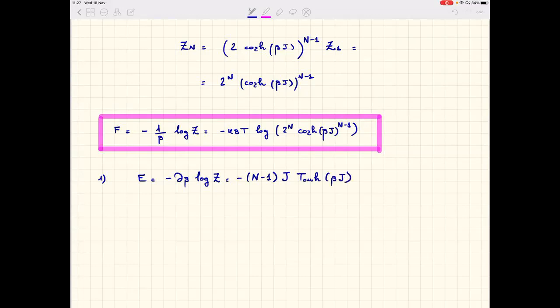Now, my question to you is: is this result correct? I don't know. Well, of course you don't know. Nobody knows. So what should you do in order to check it?